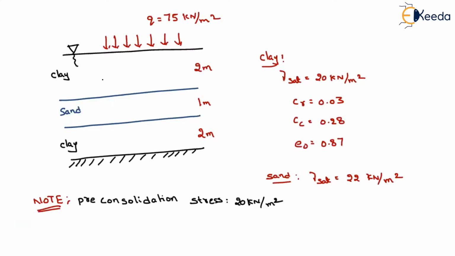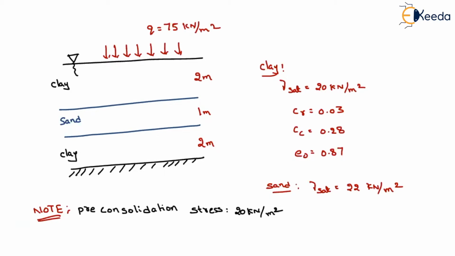Now let us see this problem. There is a soil structure. Here, in between clay layers, it is found that there is a sand layer also, right? As of now, we have seen only one clay layer. So if there are n number of clay layers, and in between them there is any other type of soil, let us see how to find out the settlement value.